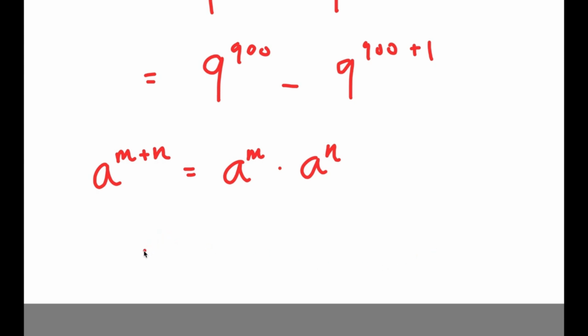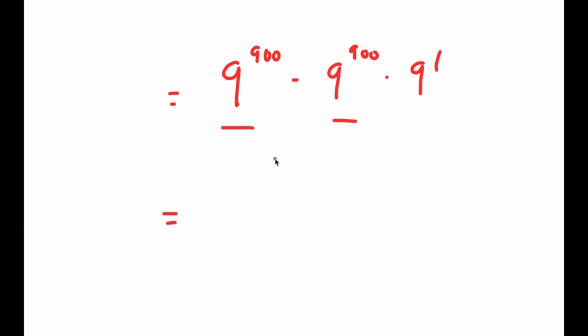So I get 9 to the power of 900 minus 9 to the power of 900 times 9 to the power of 1. Now from here, these two terms have the number 9 to the power of 900 in them. So I'm going to factor out 9 to the power of 900, which is what I said I was going to do at the beginning of the video. So now I get 9 to the power of 900 times 1 minus 9 to the power of 1.